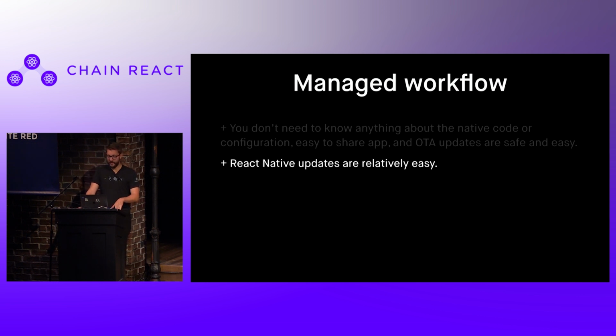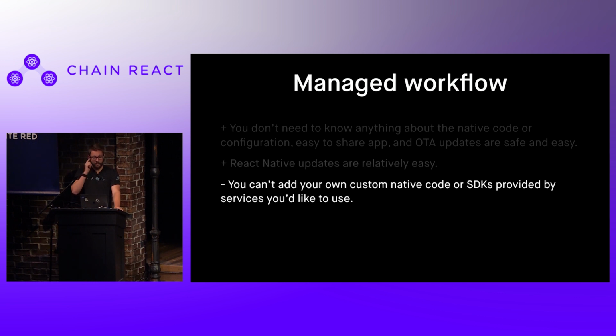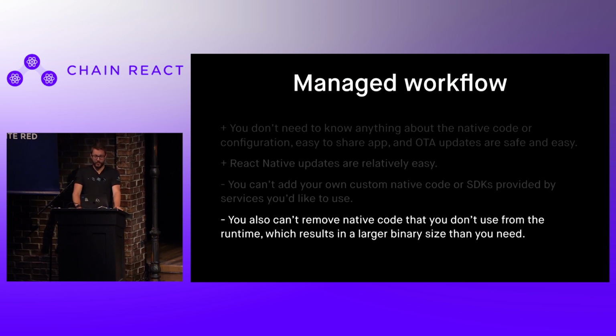Of course, there are some trade-offs. Most notably, you can't add your own custom native code. That's a showstopper for a lot of people. You also can't remove native code that you don't use from the runtime. So the base size of an Android app is about 13 megabytes, iOS roughly about 20.